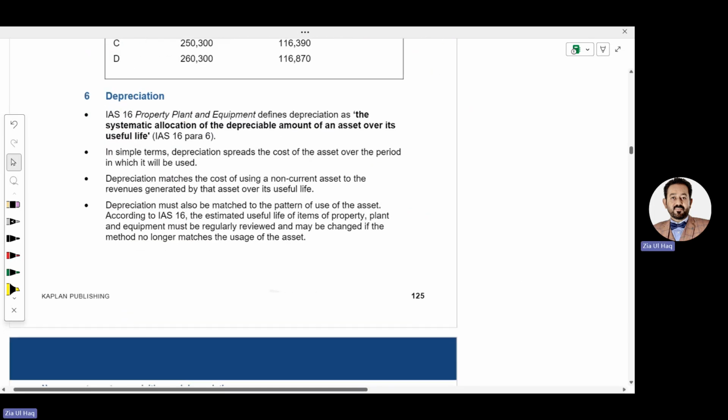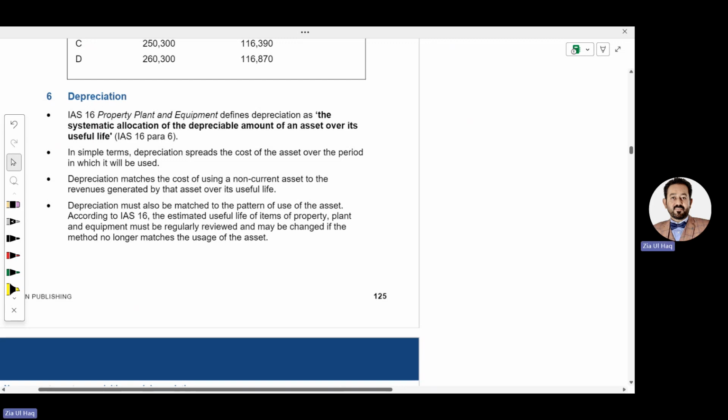Now we are moving towards depreciation. There is an accounting standard on non-current assets, IAS 16, and the name of that asset class is PPE, property, plant, and equipment. PPE is the accounting standard for tangible non-current assets, not intangible. Property means land, plant, and building, meaning fixed assets, non-current assets. And according to IAS 16, all non-current assets should be depreciated over their useful life.